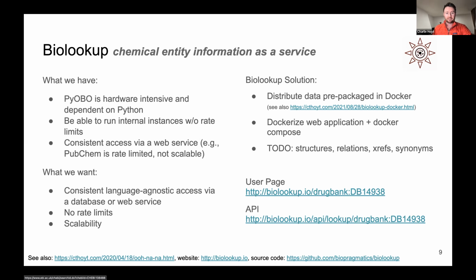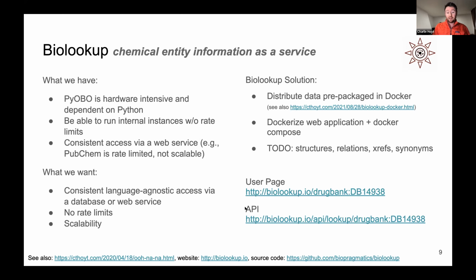And basically I take this aggregated database I talked about with PyOBO and distribute it in a prepackaged Postgres image in Docker. So you can just pull the Docker image and run this database. And then there's also a Docker image that has a thin API that wraps this database and makes queries to it. So right now the BioLookup service is running at this instance.